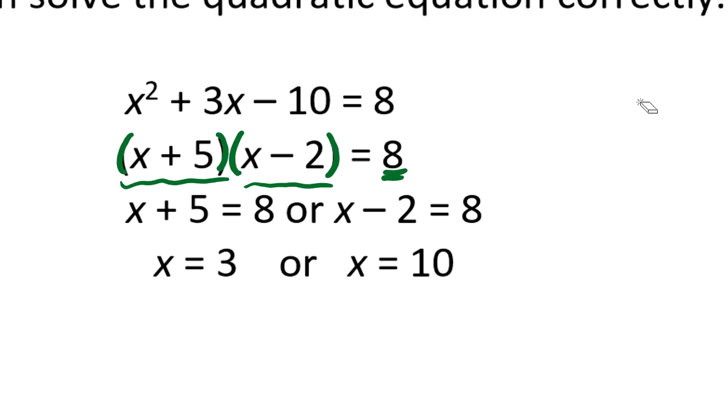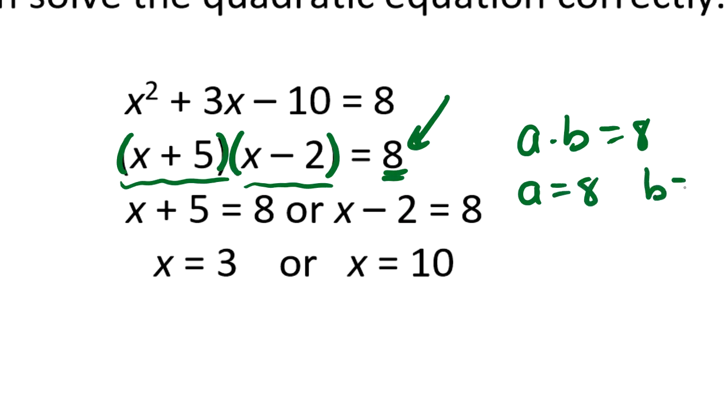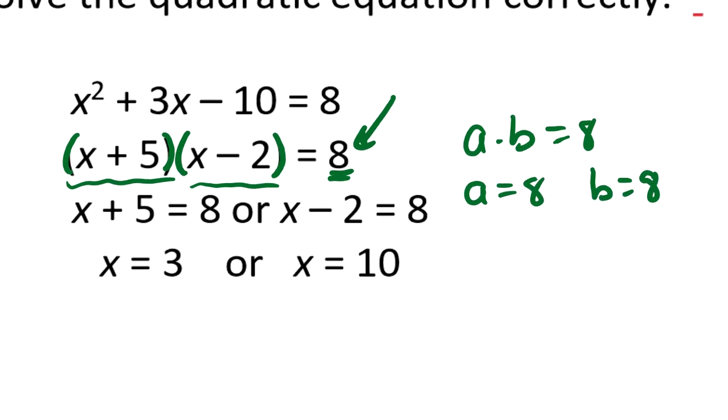Well, that works if this is the number 0, but if it's the number 8, you can't assume that if you're multiplying two things, you get an answer of 8. This would be like saying, hey, A times B equals 8. Okay, that means either A is 8 or B is 8. No, it doesn't have to be.